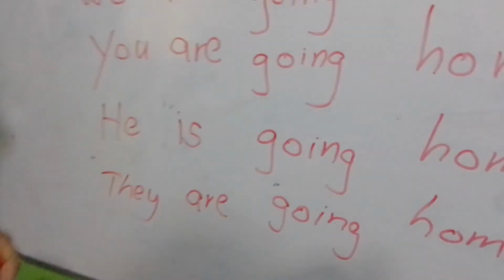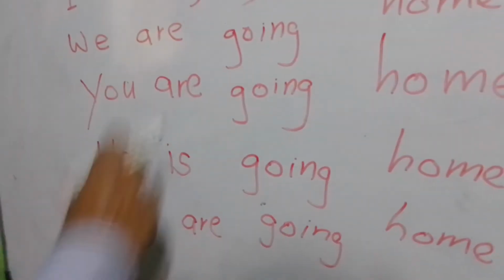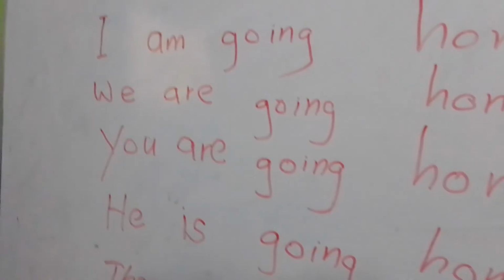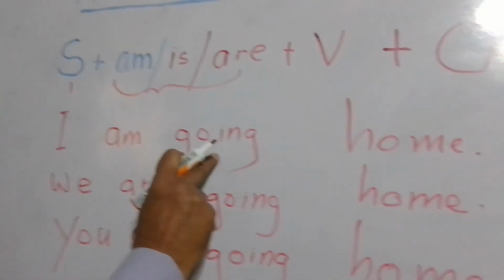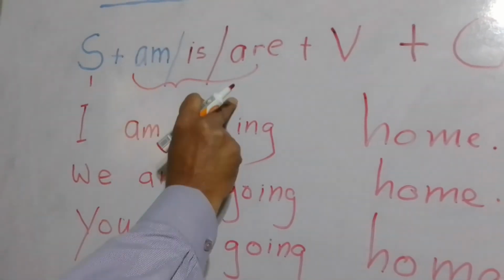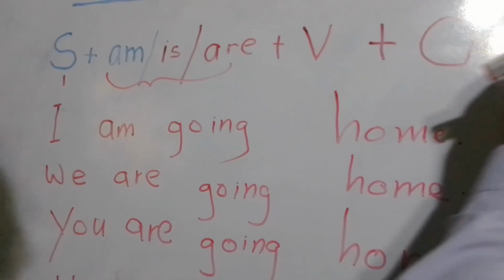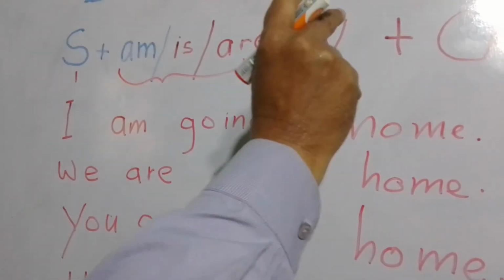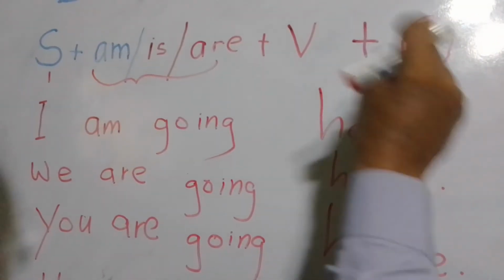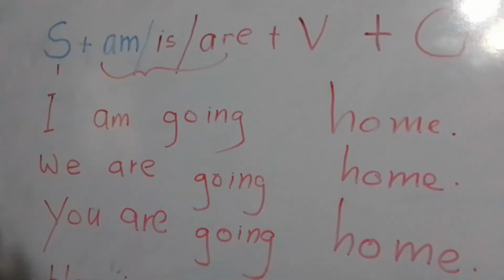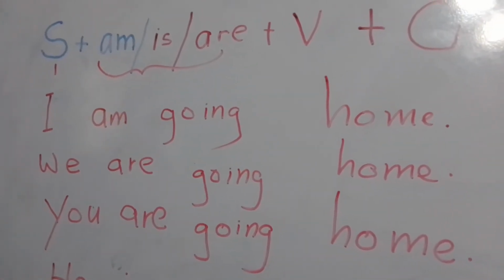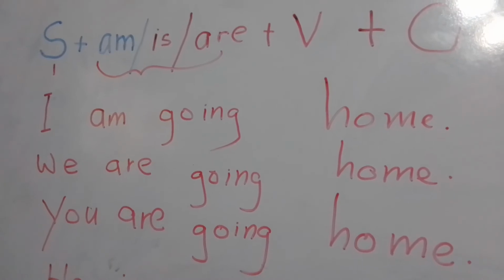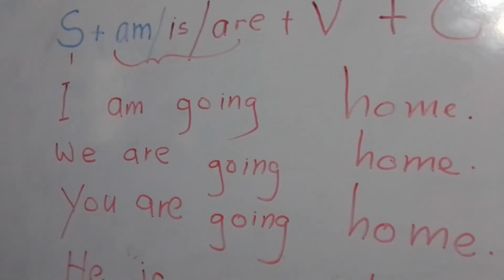So you can use any verbs. As an example, I am, instead of going you can use eating. I am eating. So you can write, you can state rice, cakes, biscuit, etc. Okay, students, I hope that you would have understood well about the present continuous tense.